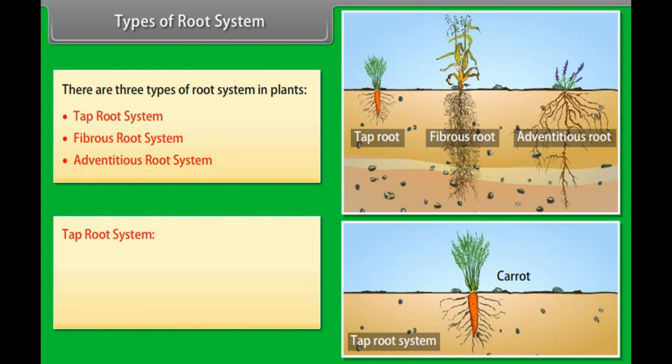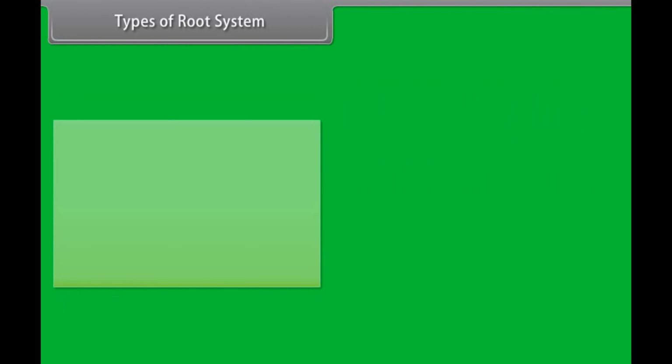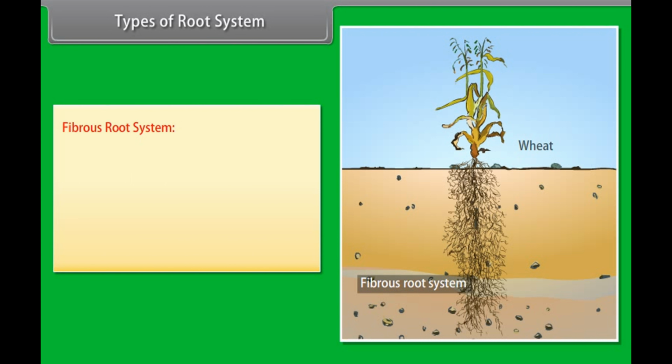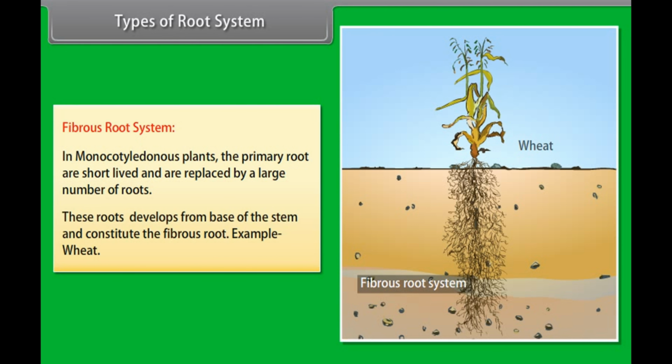Tap root system. The root which develops from radicle along with its branches is termed as taproot. Secondary roots develop from taproot. Example, carrot. Fibrous root system. In monocotyledonous plants, the primary root is short-lived and is replaced by a large number of roots. These roots develop from base of the stem and constitute the fibrous root. Example, wheat.